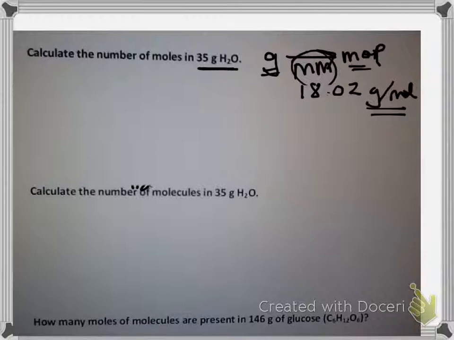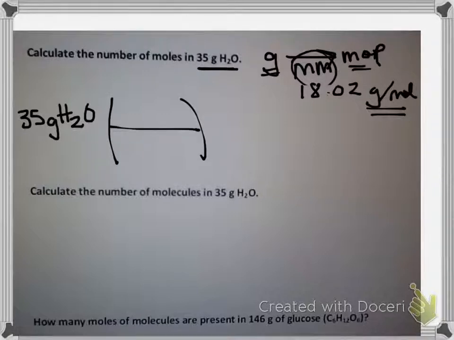Now let's start solving the problem. We write down what we're given. We're given 35 grams of water. Okay, we want to convert that to moles. So I've got a grams on top. I'm going to put my grams of water on bottom. That means I'm going to put my mole of water on top. So 1 mole of water, how many grams is it? 18.02.